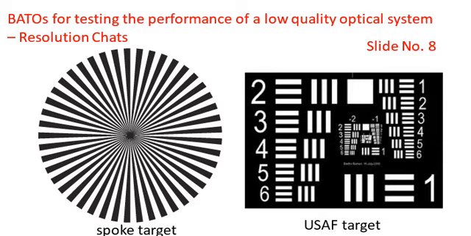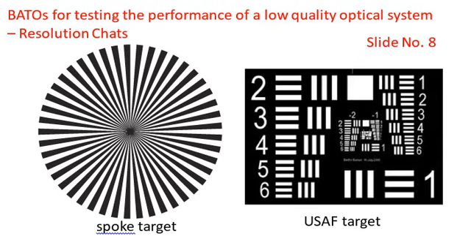Now here we present BATOs that have been used in order to check the quality of low resolution optical systems. So these are shown. On the left we have the spoke target, and on the right we have the USAF targets, the United States Air Force targets.